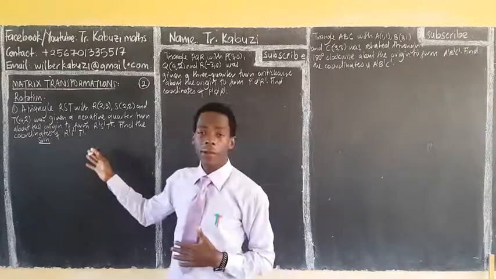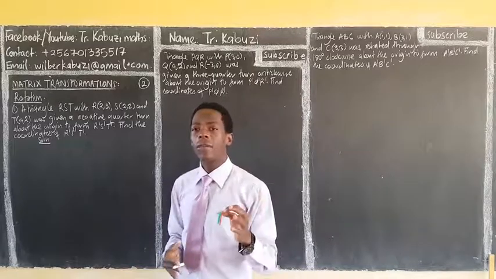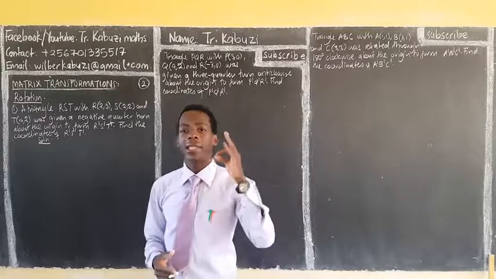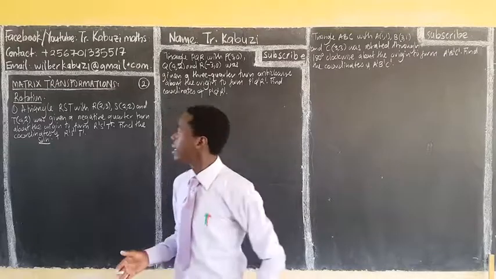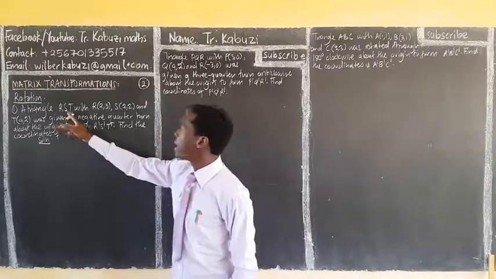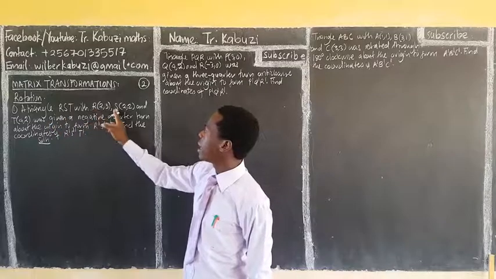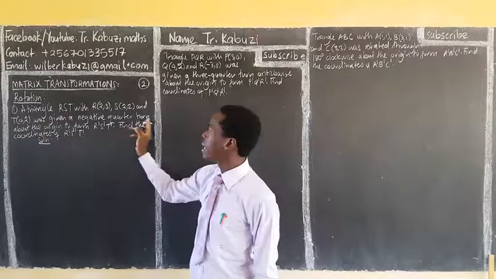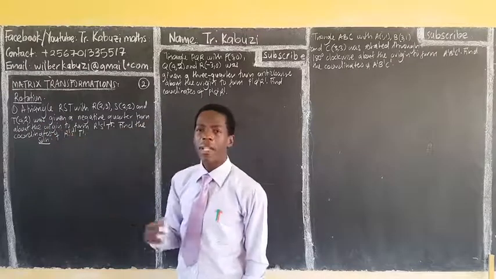Now, we are going to go through these questions. Of course, be careful with words like clockwise and anti-clockwise. Those ones are going to give you the direction of the turn. So here, triangle RST with R, S, and T was given a negative quarter turn about the origin.